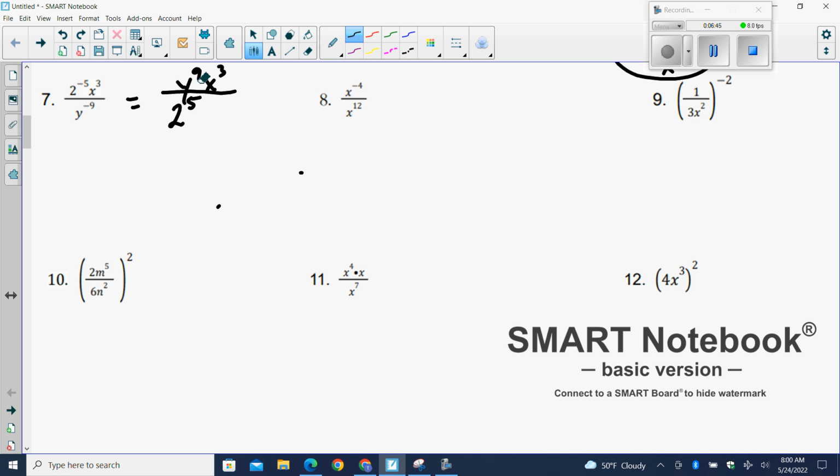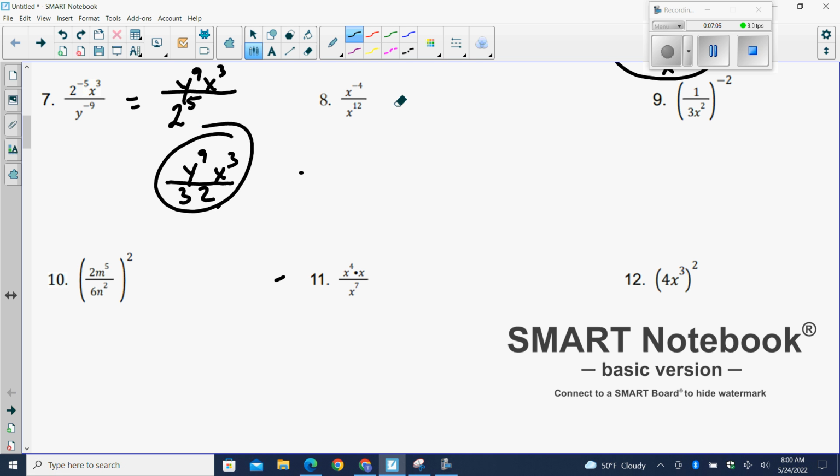Remember how I said before, if you have a number being raised to an exponent, we need to evaluate that. So 2 times 2 is 4, times 2 is 8, times 2 is 16, times 2 is 32. So the bottom is 32. The top is y to the ninth, x to the third. And there's my answer.